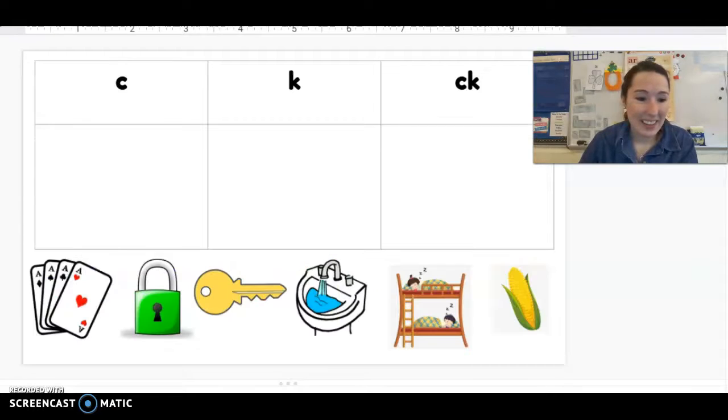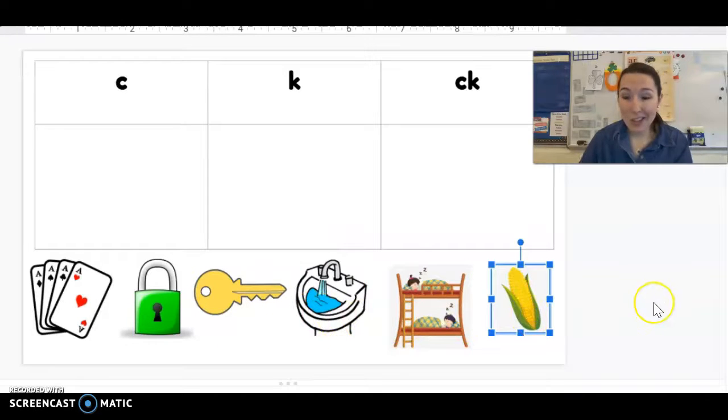Okay. Here's your second slide to sort. We have cards. Can you say lock? We have a key, sink, bunk, and you could do corn, or you could read this as cob. Both of them follow the same rule and have the same letter to start it. Corn on the cob, both of them have the same letter to start it.